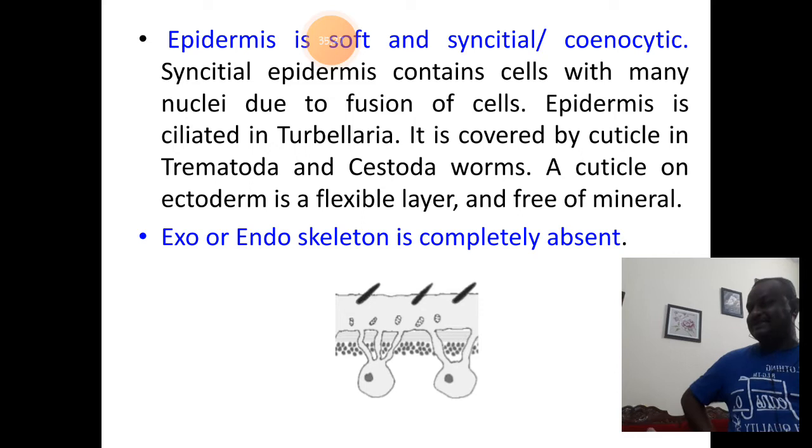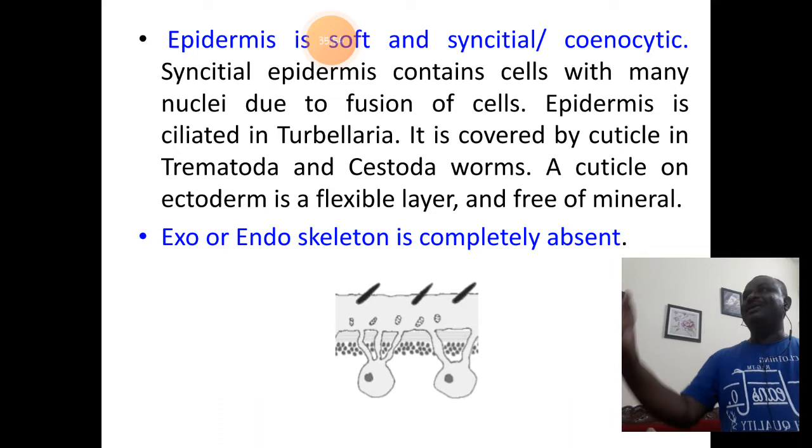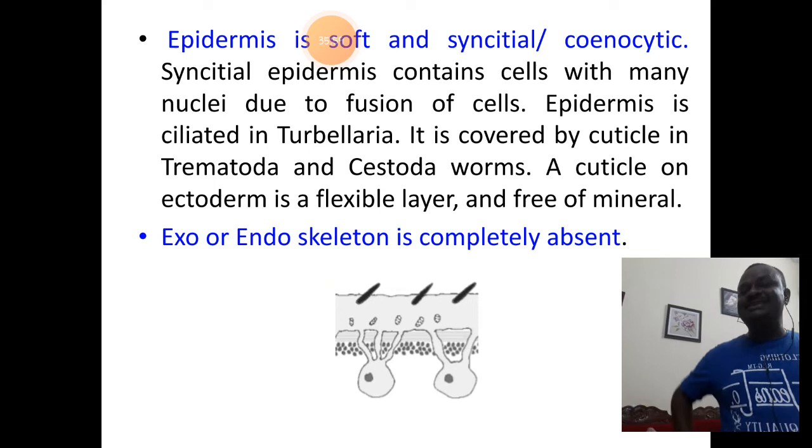It's a very special character related to flatworms. S-Y-N, syn refers to fuse, cytos refers to cells. Fusion of cells leading to the multinucleated appearance of the epidermis layer is called syncytial epidermis. It is also referred to as syncytial epidermis. Syn refers to fusion, cyto refers to cells. So most of the flatworms exhibit the syncytial epidermis.